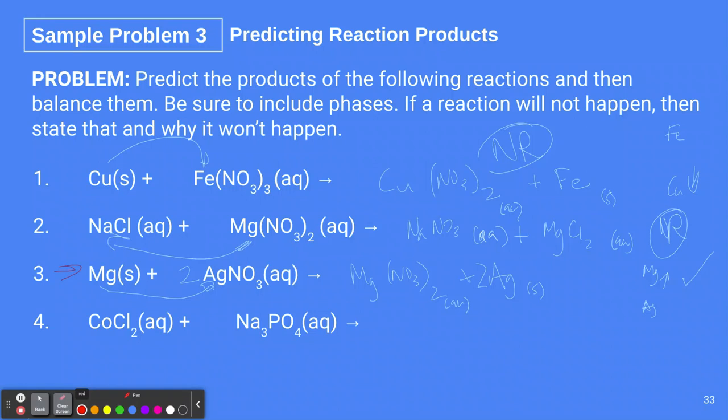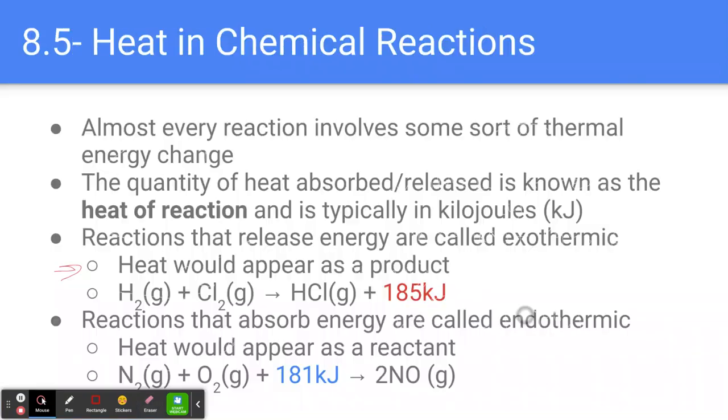And then the last one here, I've got cobalt chloride with sodium phosphate. I'm going to switch these out. So I'm going to have sodium chloride. Sodium chloride is aqueous. And then I'm going to get cobalt, which has a +2 charge, and phosphate, which has a -3 charge. So I'm going to need 3 cobalts and 2 phosphates. Again, I'm going to go ahead and erase those charges.